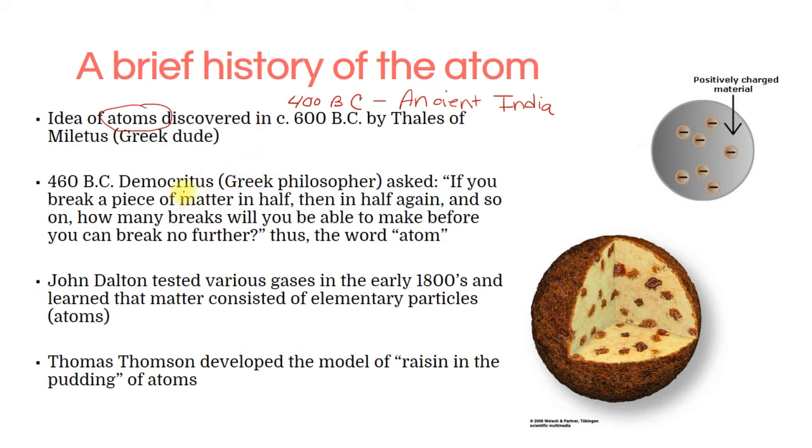And then a little while later, Democritus, who is a Greek philosopher, made this statement. This is translated, obviously, because he spoke Greek. But if you break a piece of matter in half, and then in half again, and so on, how many breaks will you be able to make before you can break no further? And that is the idea of an atom. It's something that is unbreakable, something that is elementary, meaning the simplest thing. All right.